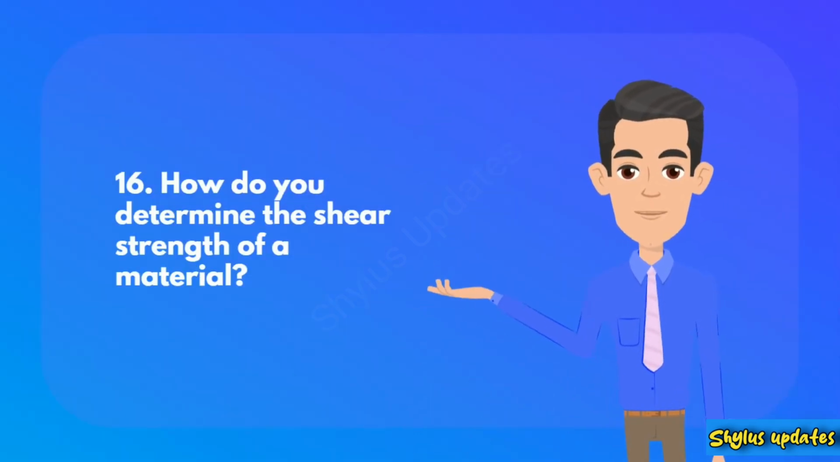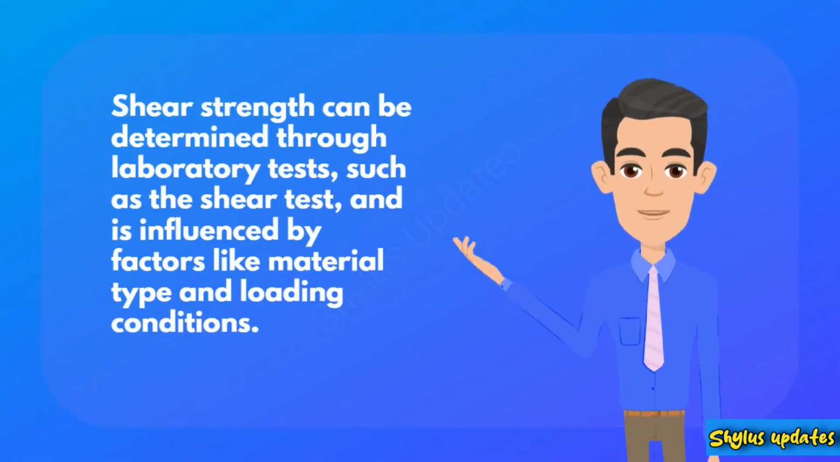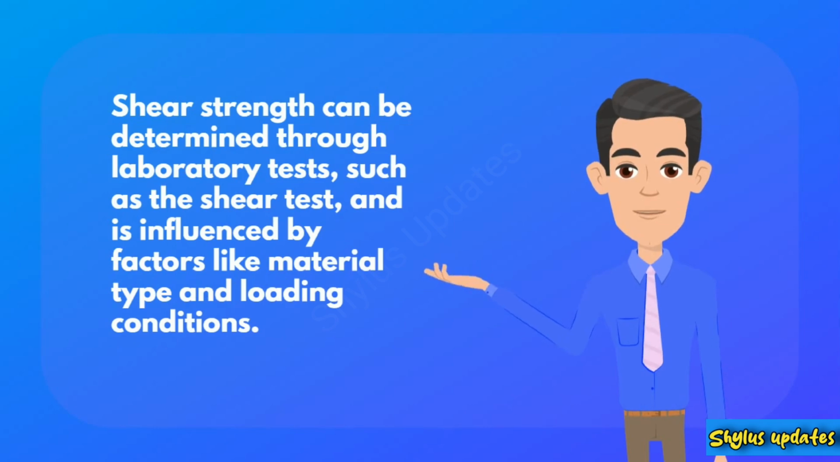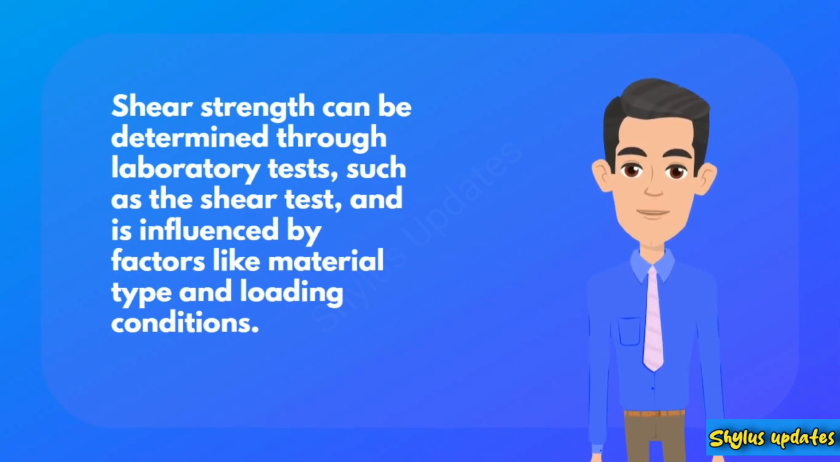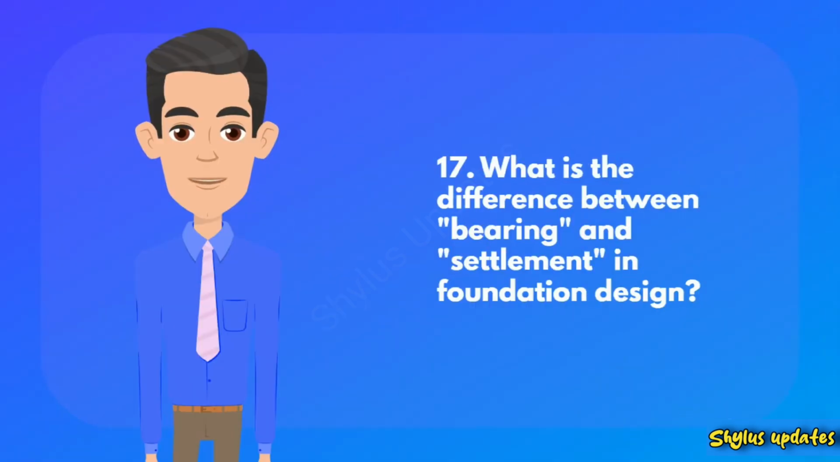16. How do you determine the shear strength of a material? Shear strength can be determined through laboratory tests, such as the shear test, and is influenced by factors like material type and loading conditions.